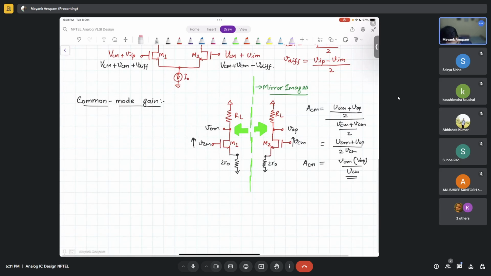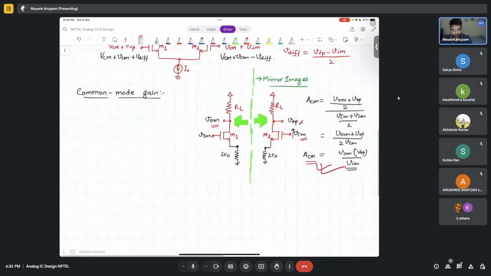And we already saw that ACM, or common mode gain, is what? It is simply VOM by VCM, right? Or the other way, you can also say it is VOP by VCM, right? This is what we saw here. This is correct? Yes. So tell me what will be the gain now? Now you can find it out, right? It's very easy now. It's a simple one transistor circuit. You only need to look at this guy here to find out the common mode gain. So tell me quickly, what will be the common mode gain here?